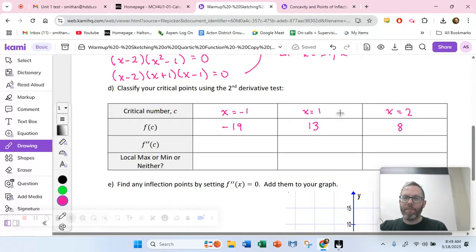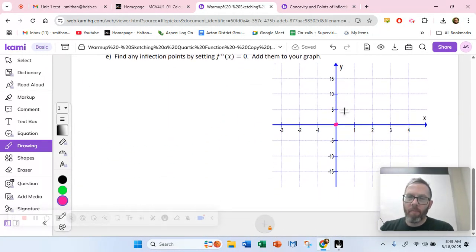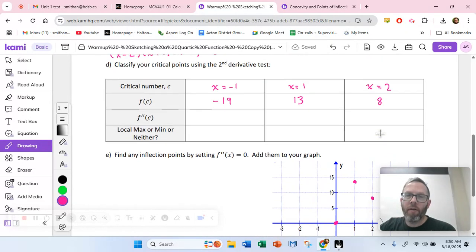I'm going to add them to my graph as best I can. (-1, -19), (1, 13), right about there, and (2, 8), right about there. And I will say, you guys know how to look at end behavior for polynomials. You could probably just reason out which ones are local maxes and mins right now. But let's give our second derivative test a spin.